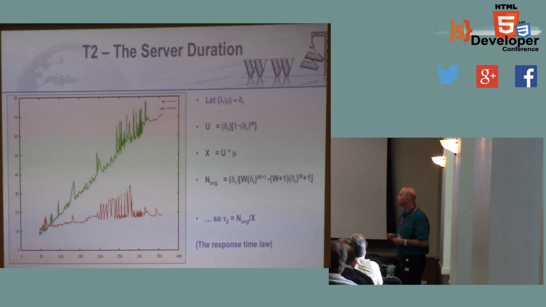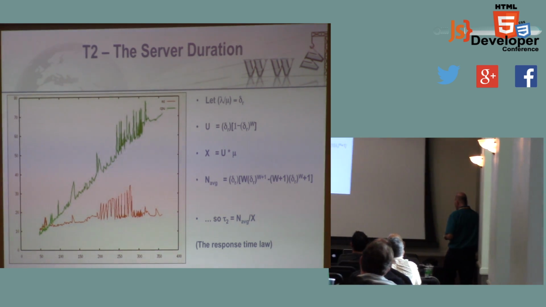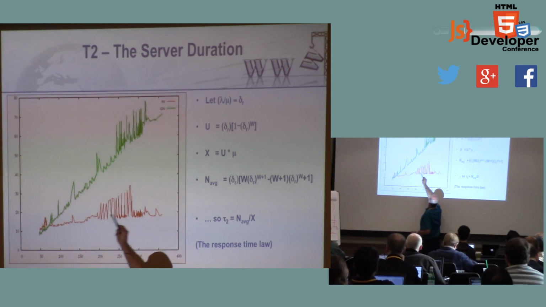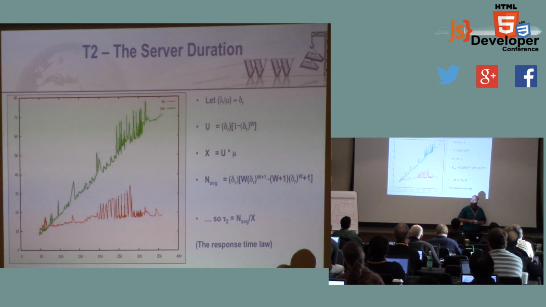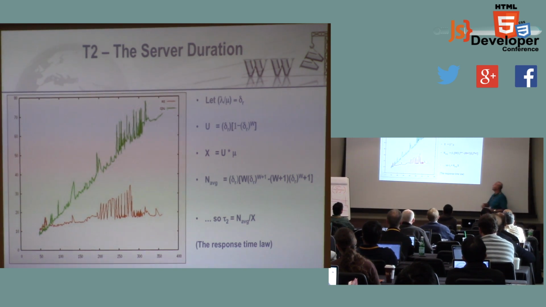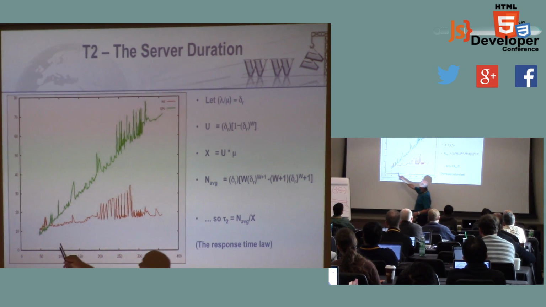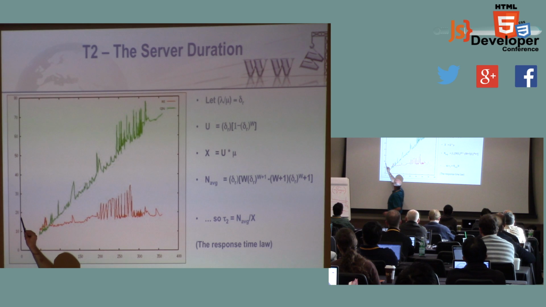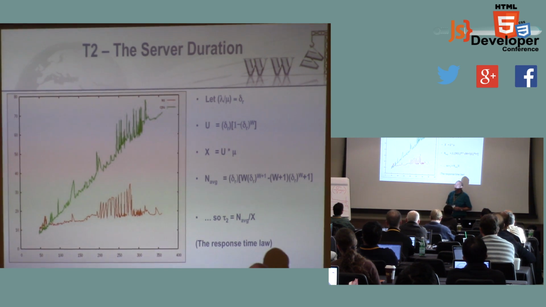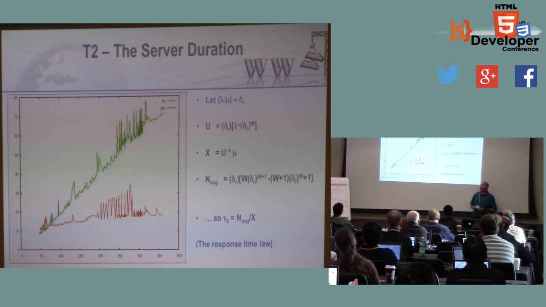Sir? What do the two different lines on this graph represent? Oh, so the green one is CPU utilization. And the red one is response time. So remember that this is the number of users. As it goes up, my CPU gets used more and more.